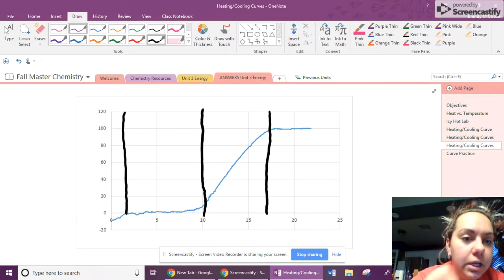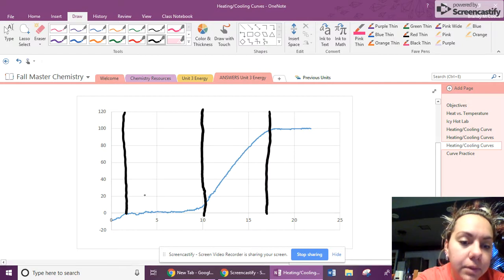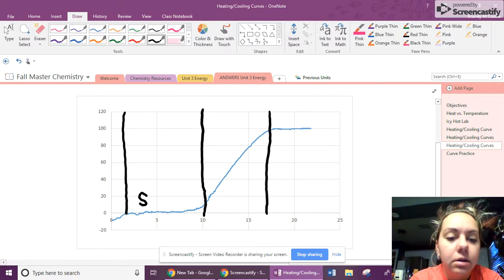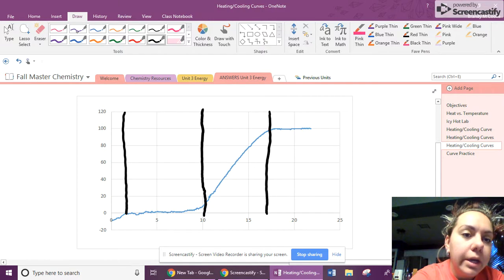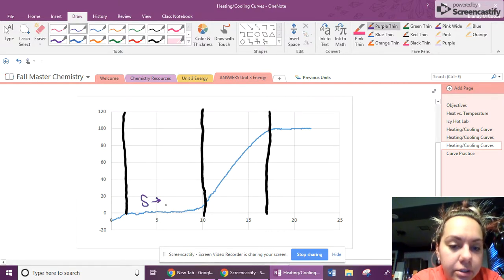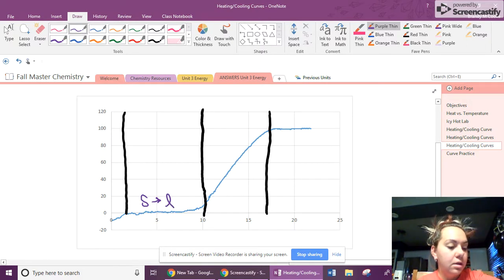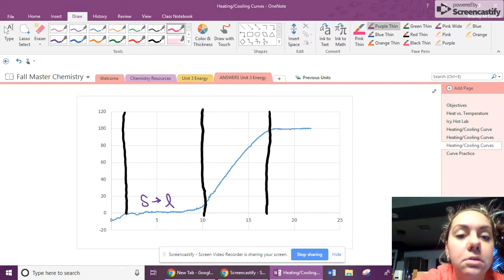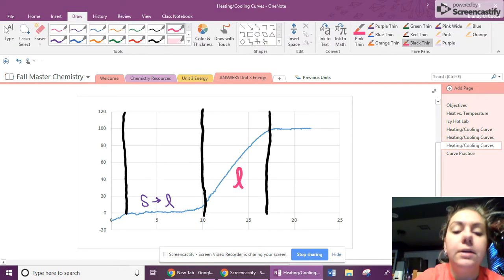So I'm just going to write on here, we had solid changing to a liquid. And so that was a phase change, right? And then once we hit that black line, that 10-minute mark, then all of the solid was gone. The temperature started to increase again. So right here, we had just liquid.